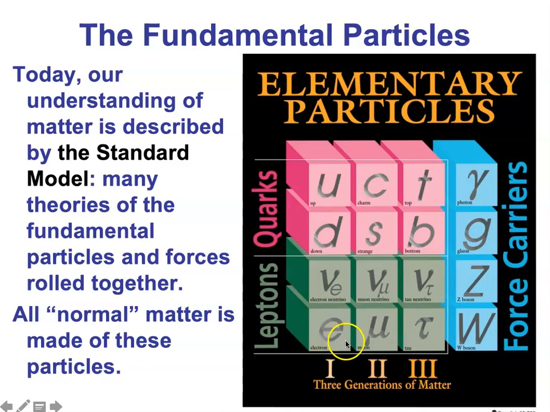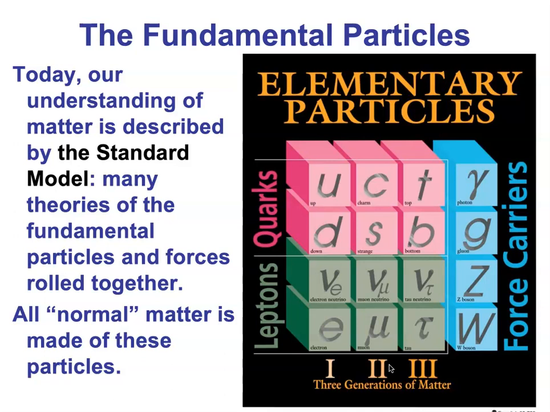Electrons have higher mass cousins too. They're called muons and tauons, or tau particles in this chart. And then neutrinos have higher mass cousins too. So the second and third generations are just higher mass versions of the first generation. And because the second and third generations are higher mass, it takes more energy to make them. The second and third generations of matter don't really happen in nature. The only reason that we find second and third generation matter is because we manufacture it. They're man-made in particle accelerators.